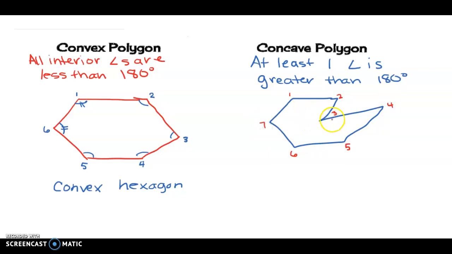But notice this angle right here, that's greater than 180 degrees. If it were equal to 180 degrees, this would just keep going straight, right? And notice that's beyond the straight line, so that is more than 180. So we would call this a concave heptagon, because of that one angle, and 7 sides.